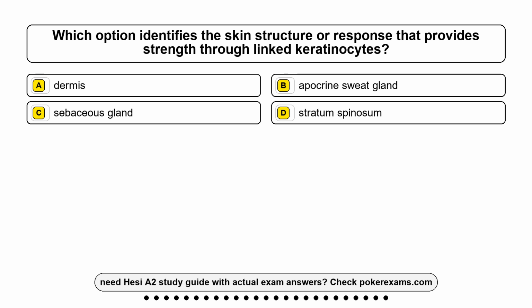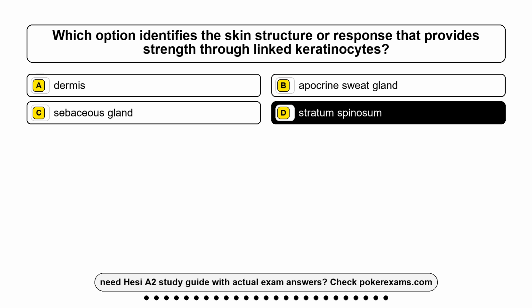Question 2. Which option identifies the skin structure or response that provides strength through linked keratinocytes? Option A, dermis. Option B, the eccrine sweat gland. Option C, sebaceous gland. Option D, stratum spinosum. The correct answer is option D, stratum spinosum.